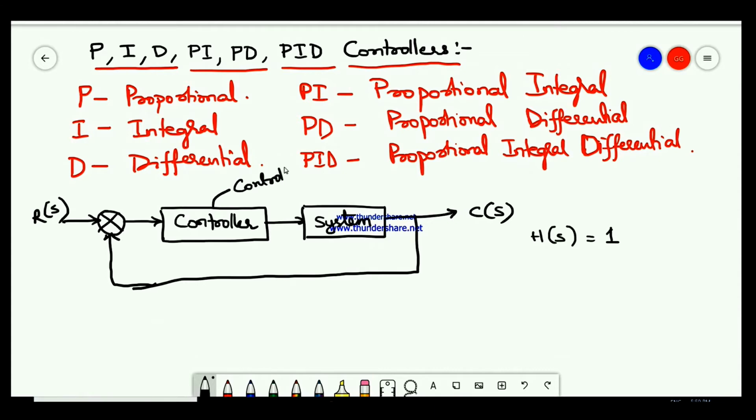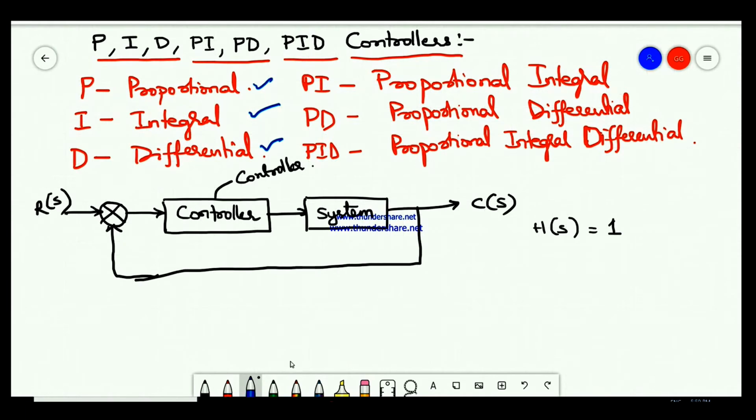Now this controller will be either proportional or integral or differential, or it can also be PI, PD or PID. So it can be proportional integral, proportional differential, or proportional integral differential. We will discuss one by one. Let us first discuss the proportional controller.